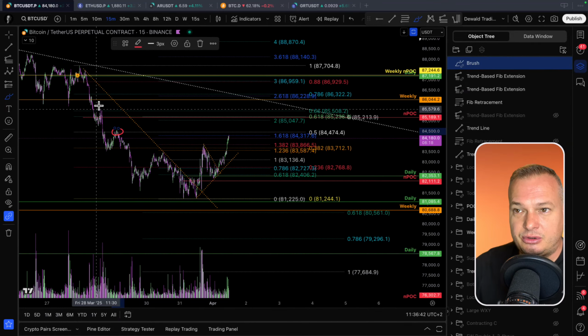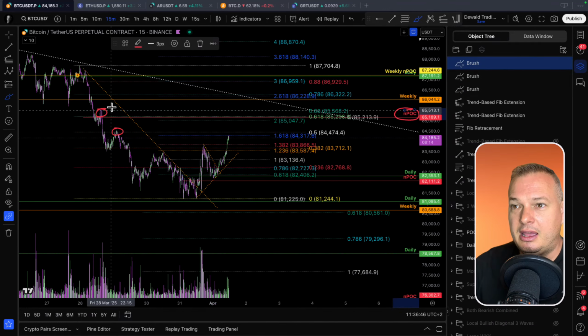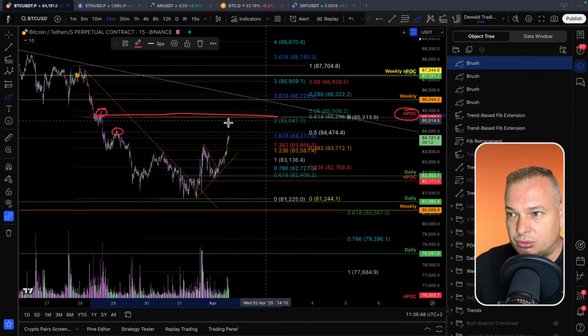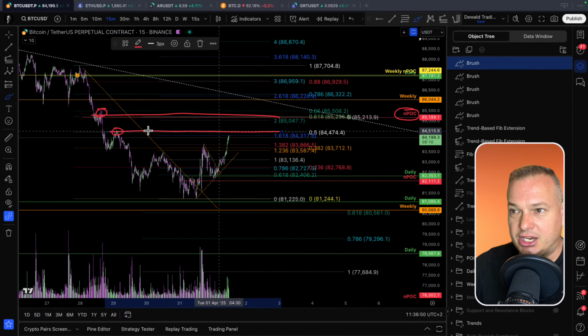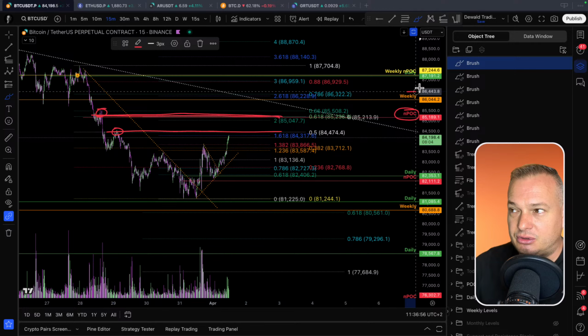That looks very interesting. You have a naked point of control. These are the 2 zones that we can reject. And this is where I'm looking for a short. Price can get punchy here to the upside.